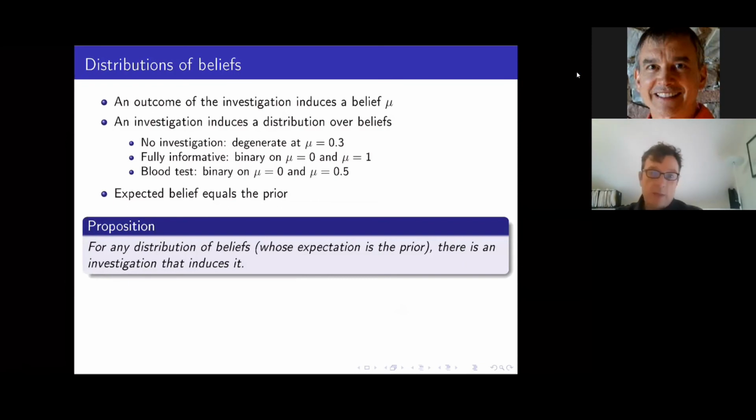Okay. And we can say this formally also, in the sense that we want to be sure that when we choose the optimal information policy, the set of feasible information policies is indeed this large. And indeed, one can show that for any distribution of beliefs, as long as the expectation is the prior, there is an investigation that induces it. So really, our feasible choice set of information policies is as large as indicated in the proposition, and in fact, exactly coincides with those.